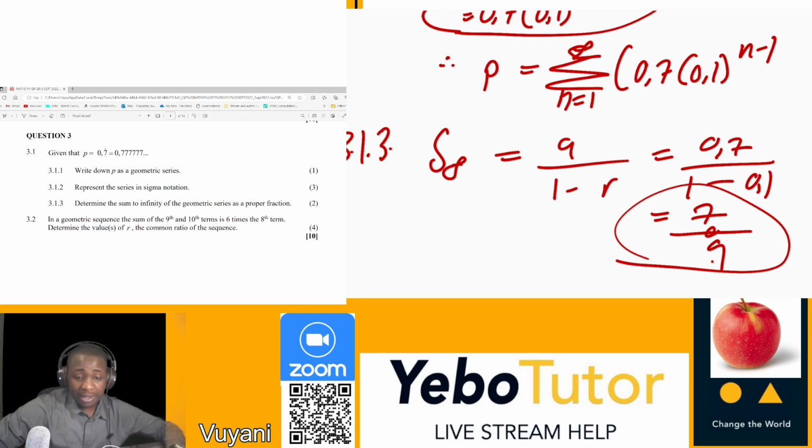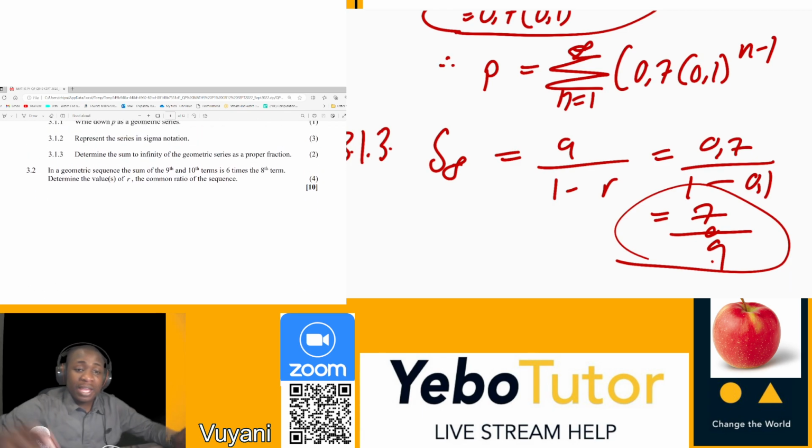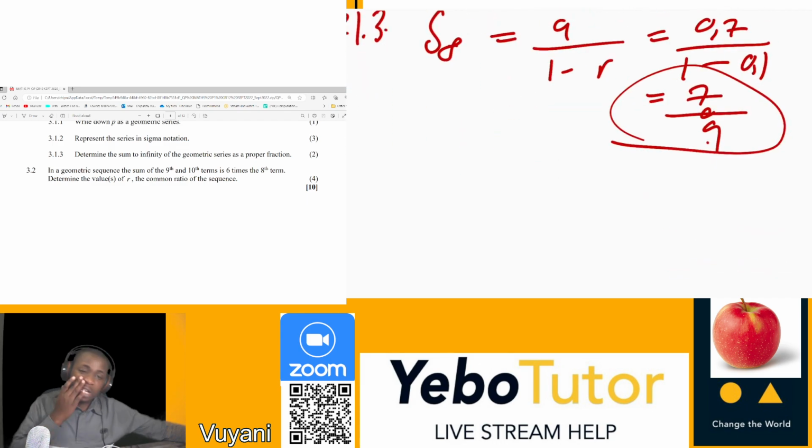Then now let's look at number 3.2. In a geometric sequence, the sum of the 9th and the 10th terms is 6 times the 8th term. This is straightforward. Determine the value of r, the common ratio of the sequence. So this is what is important. I'm not going to do this one. I want you guys to do it. I want to see if you guys are listening properly.